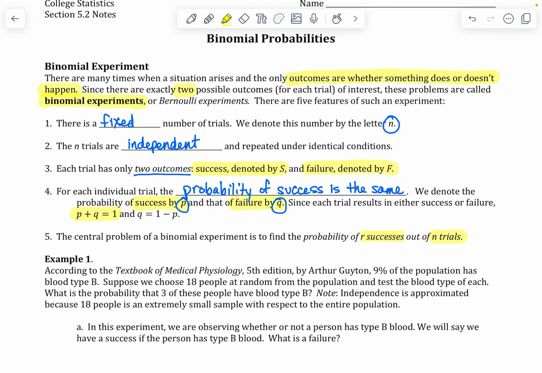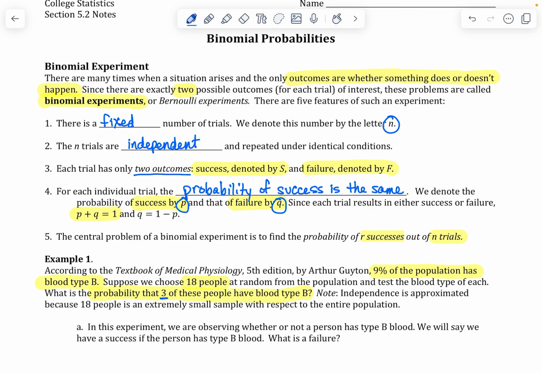The first example talks about blood types of people. We know somehow, based on a textbook, that 9% of the population has type B blood, all right? So if we choose 18 people, and there's our fixed number of trials, 18, and we test the blood type, what is the probability that 3 of them have blood type B, okay? We're going to assume that those are independent and that one person you select has no effect on the other, right? So we're going to assume that these 18 people have nothing to do with each other. They're independent. We know that there's a fixed number of trials, and this is the number of successes we want, okay?